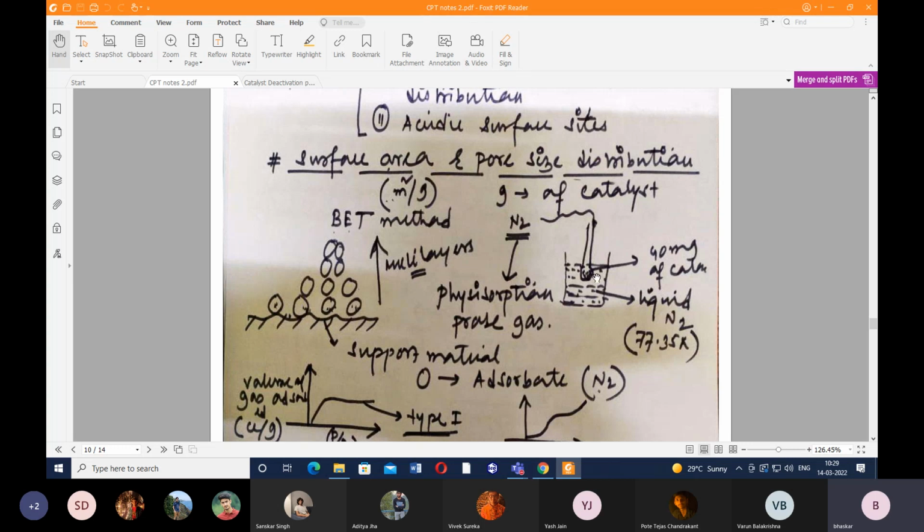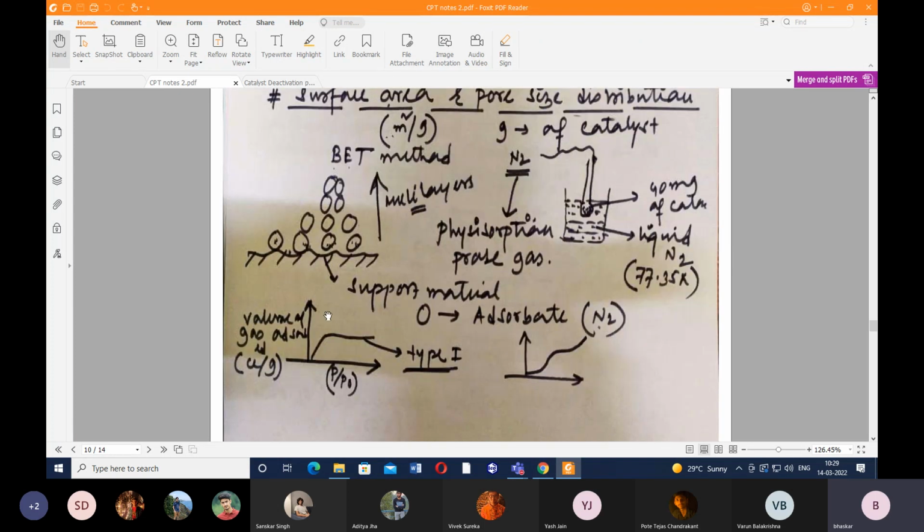So roughly, we have a quartz tube. Inside this quartz tube, we have taken around 40 milligram of the catalyst, and this is immersed inside a liquid nitrogen bath maintained at a temperature of around 77.35 Kelvin, and we are allowing nitrogen as a physisorption gas to flow through it or to penetrate through it. The moment this nitrogen comes in contact with the catalyst at 77.35 Kelvin, there will be physisorption. That means a weak force of interaction will be there between these gas molecules and the surface of the catalyst.